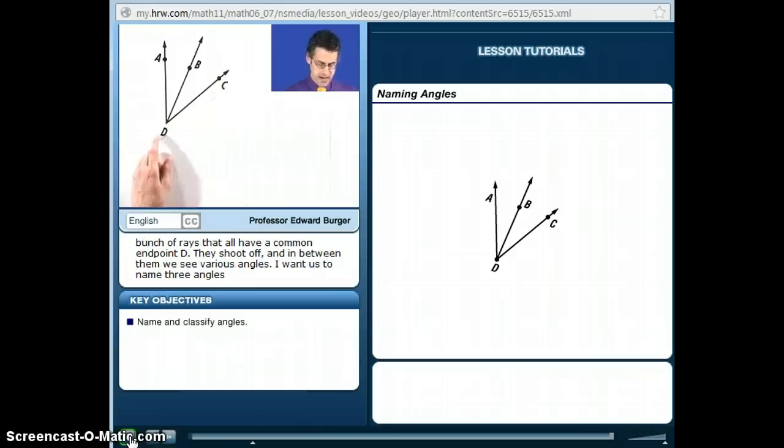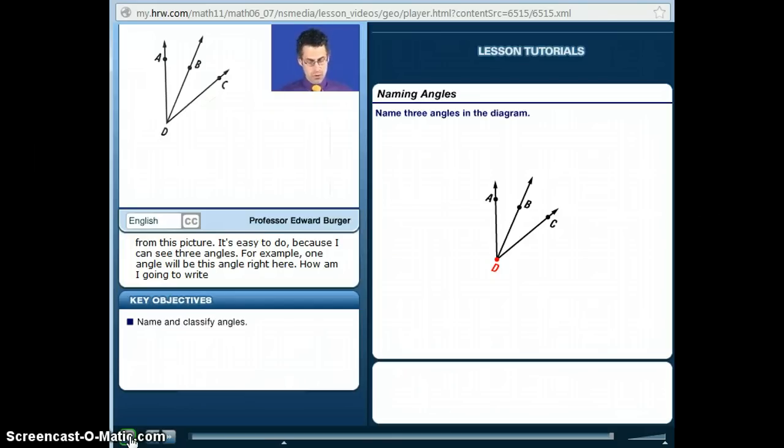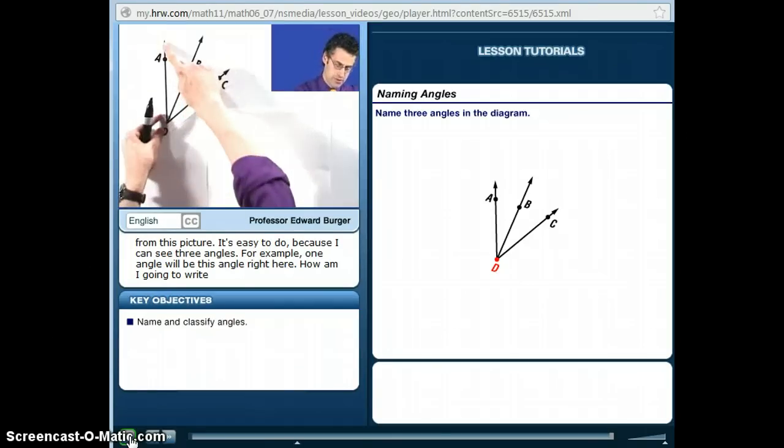So here are a bunch of rays that you notice all have a common endpoint, D. And they shoot off, and in between them we see various angles. I want us to name 3 angles from this picture. Well, it's sort of easy to do because I can see 3 angles. For example, one angle will be this angle right here. Now, how am I going to write that?